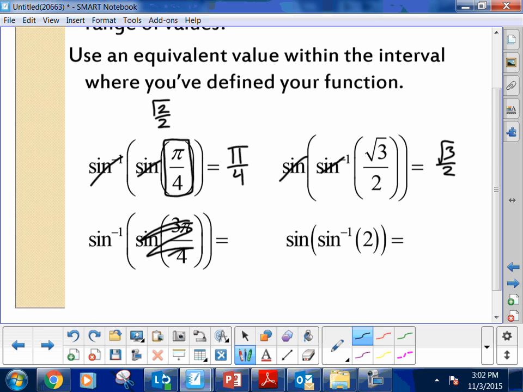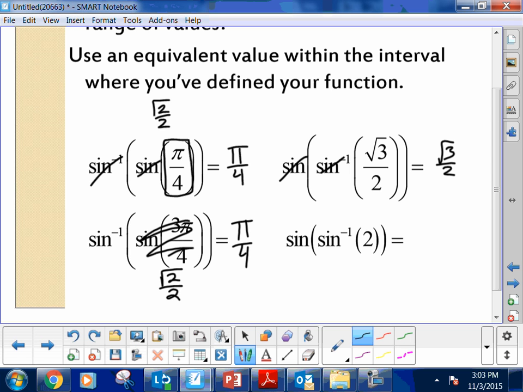Yeah, square root of 2 over 2, right? And what is the inverse of square root of 2 over 2? Now you look at your inverse unit circle, pi over 4, and that's your solution. Your solution now becomes pi over 4. So this is how you go about solving these. You take it, you use your unit circle, and you use your inverse unit circle in order to get an actual answer.